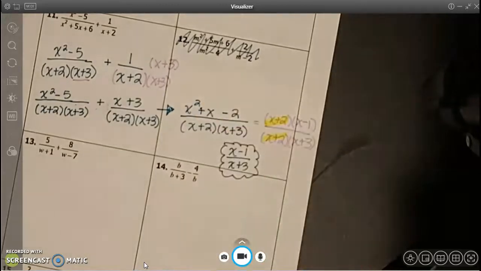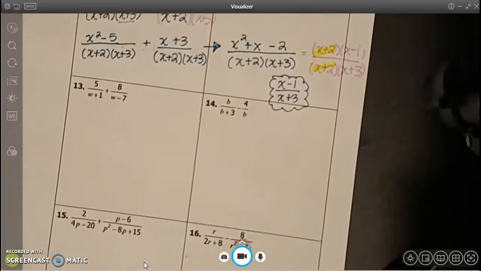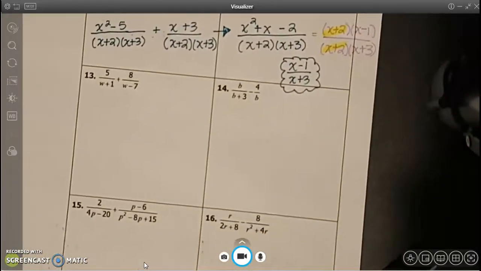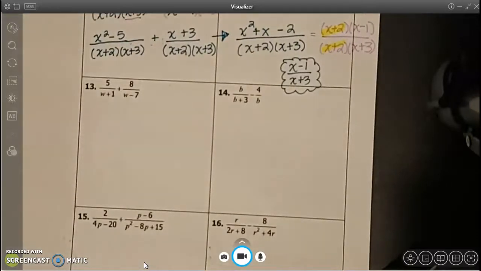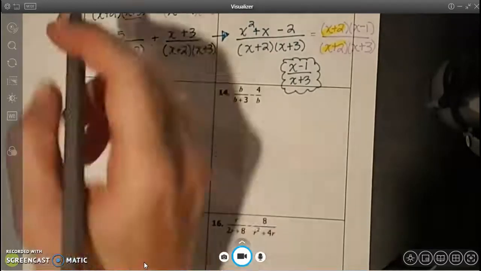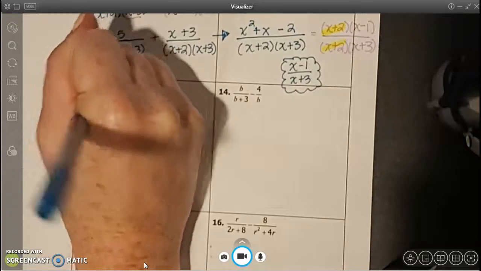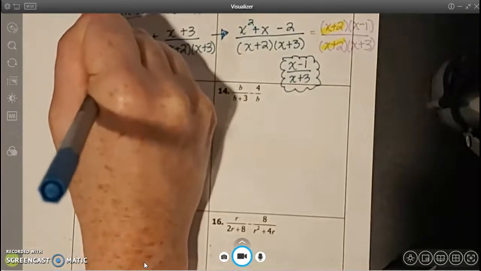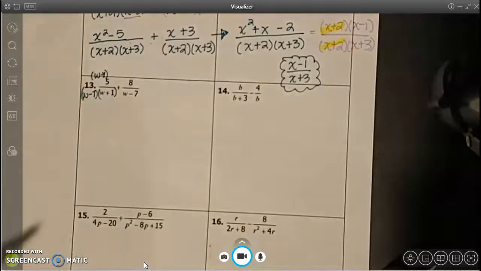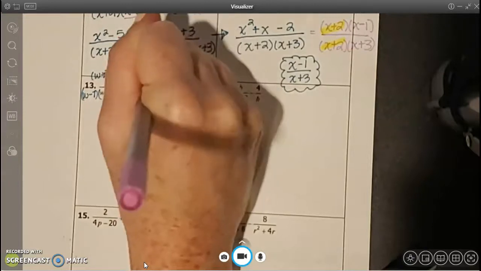Okay. All right, we have about 2.5 minutes left, so I'm going to do one more. I'm going to go ahead and do 13. I'll try not to rush through it too much, but I do have to finish up in the next couple minutes. So looking at w plus 1, I am missing a factor of w minus 7. So I'm going to multiply this side by w minus 7, top and bottom. And then over here, I'm missing a factor of w plus 1, so I'll multiply both the bottom and the top by w plus 1.